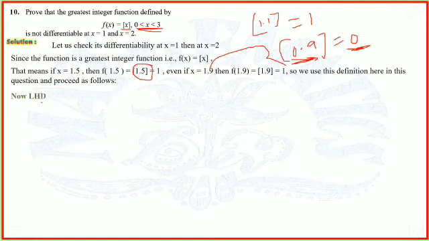Now the left hand derivative at x is equal to 1, that is f dash minus x, is equal to limit h tends to 0, f of a minus h minus f of a upon minus h. This is just the formula we are writing. The point we have taken is 1, so we are writing limit h tends to 0, f of 1 minus h minus f of 1 upon minus h.